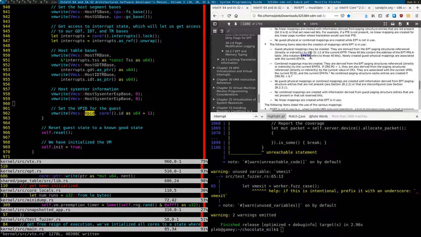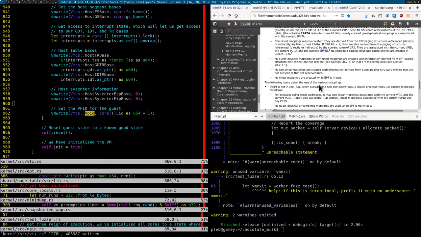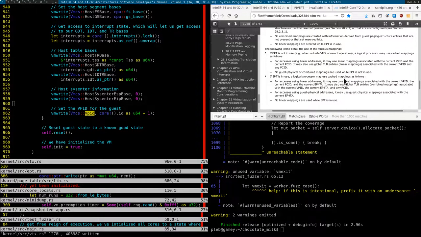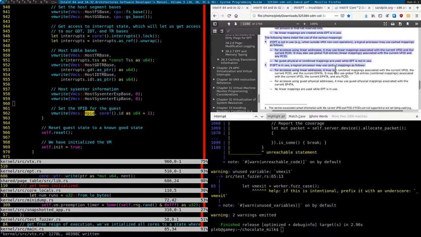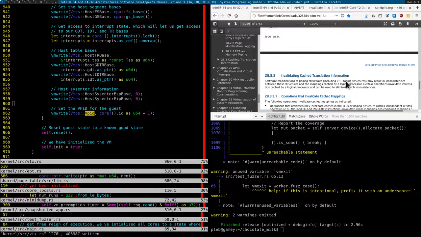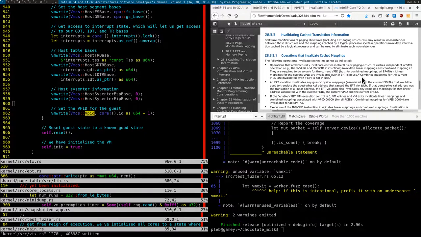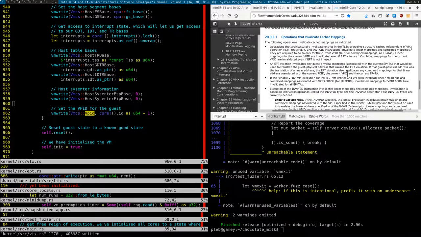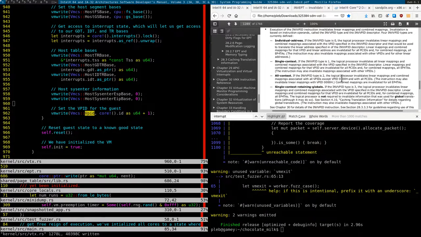And I honestly... Oh, it refers to these 40 bits of the EPT PML4 table. Okay, so that's the root level table. So they're associated with the VPID, the PCID, and the current page table. The linear mappings, okay. If EPT is in use, it may use them, blah, blah, blah, invalidating. And one of these things mentioned dirty, didn't it?